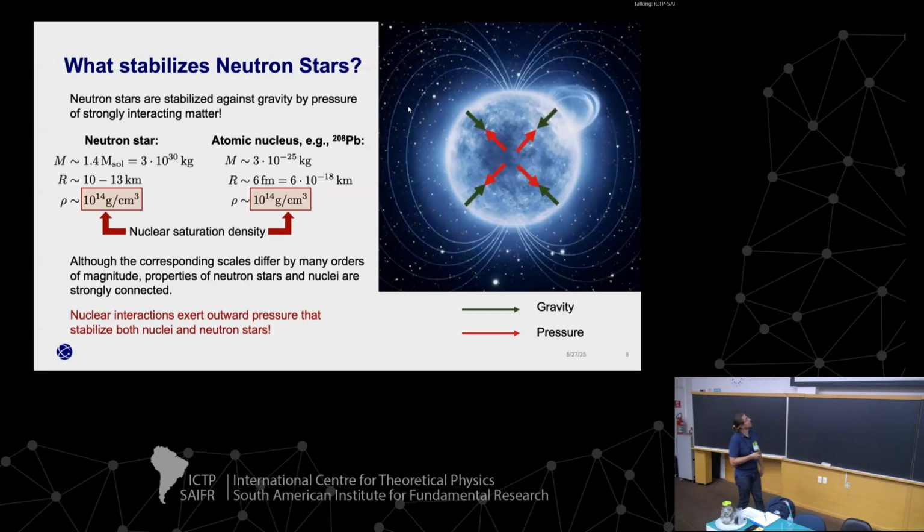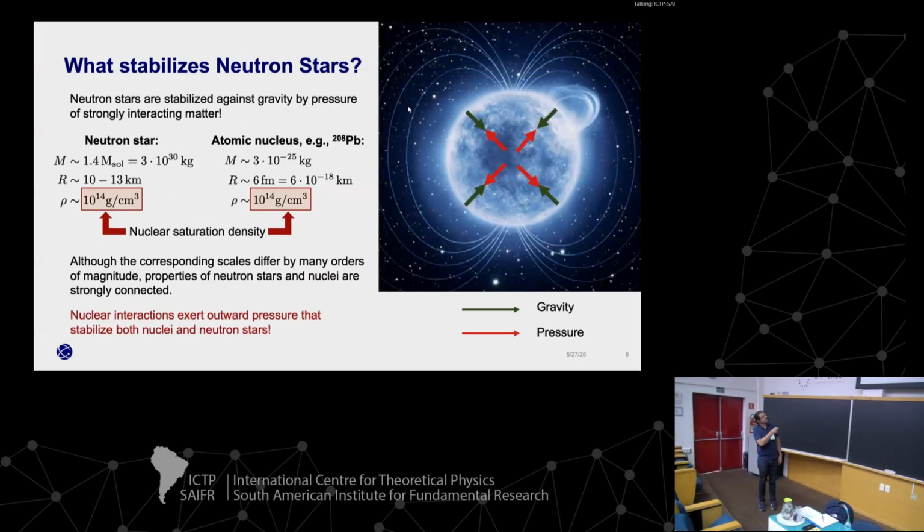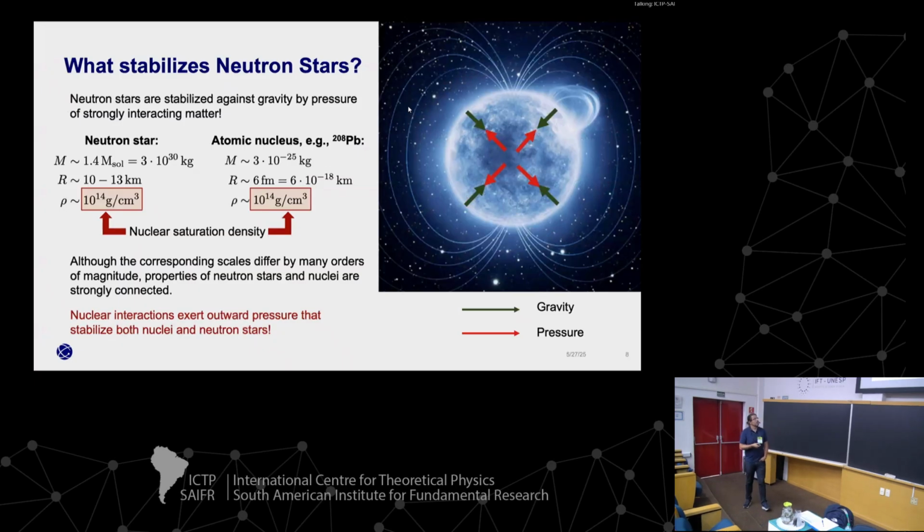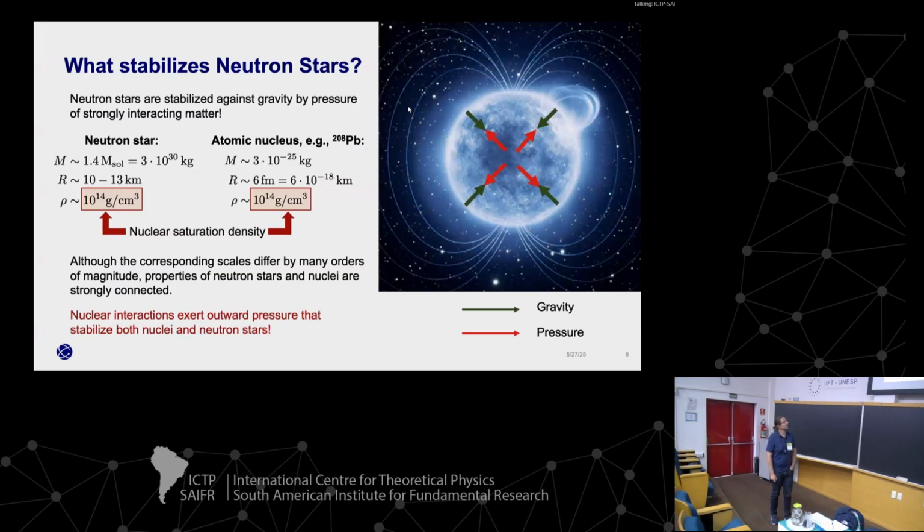If you think of neutron stars, I told you they have a mass of the order of the mass of our sun, so that's 10 to the 30 kilograms, in a radius of 10 to 13 kilometers. And if you calculate the average density, it's like 10 to the 14 grams per cubic centimeter, which is quite high. If you compare this to an atomic nucleus, such as lead-208, it's much smaller, much lighter, but if you calculate the average density, it's also 10 to the 14 grams per cubic centimeter. And so this is called the nuclear saturation density.